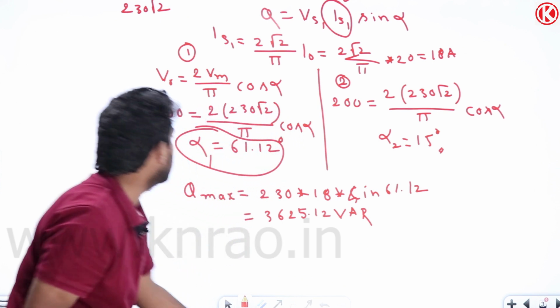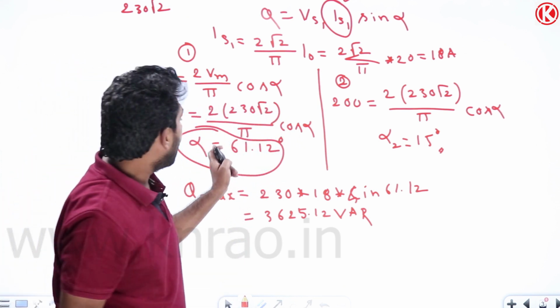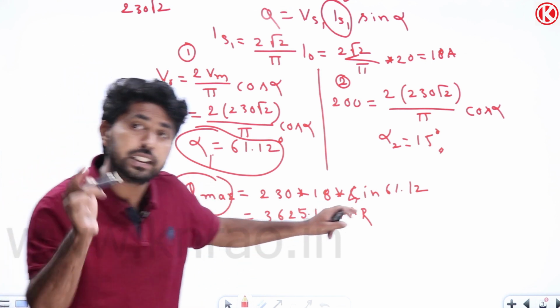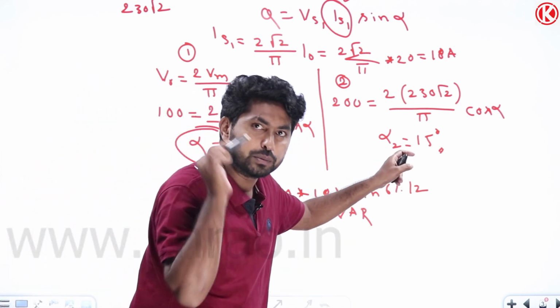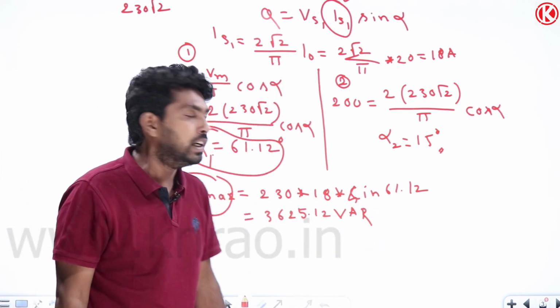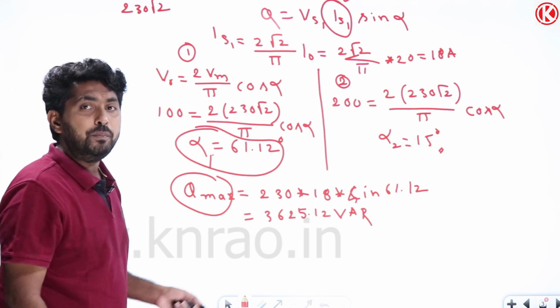Here we have chosen the alpha maximum because for alpha maximum only we will get the maximum value of the reactive power. For example, if I substitute 15 degrees here, I will get the minimum value of reactive power. So let me solve the next problem.